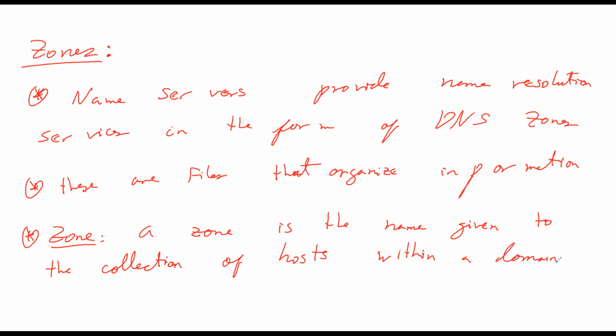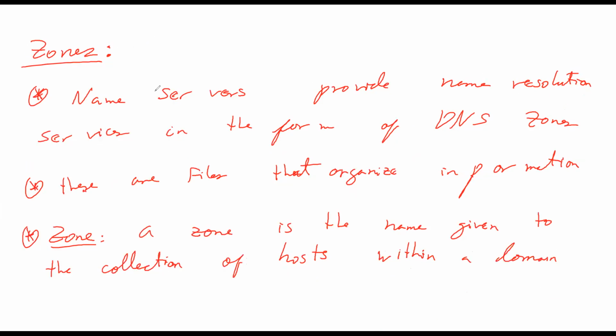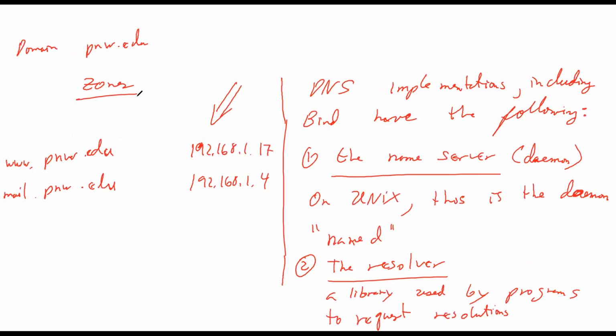Okay, so your domain here would be what? pnw.edu, right? So that's the domain. And then according to this definition, a zone is the name given really to the file, but let's just generalize it to the collection of hosts within that domain. So the zone here, domain pnw.edu, is basically these two hosts, right?